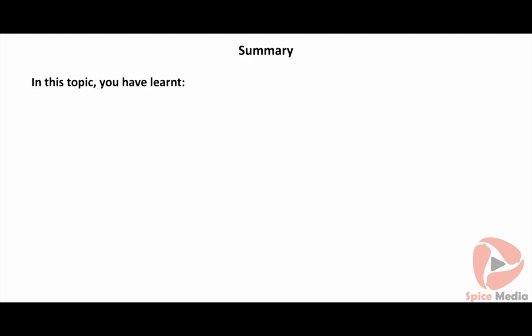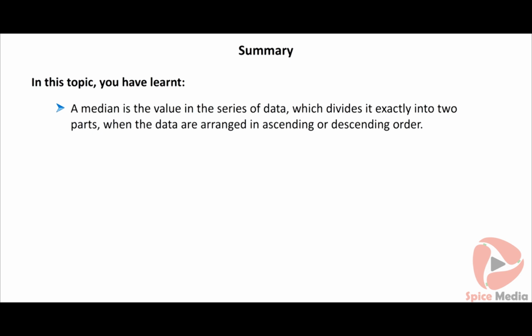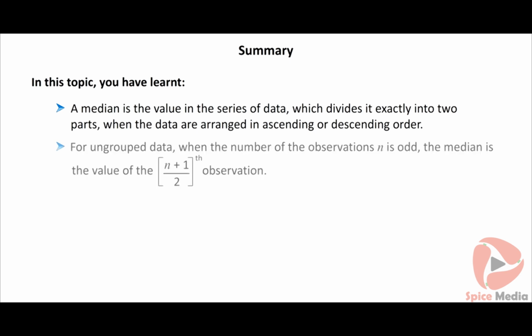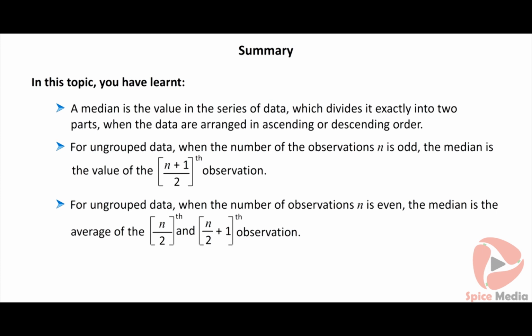In this topic you have learnt a median is the value in the series of data which divides it exactly into two parts when the data are arranged in ascending or descending order. For ungrouped data, when the number of observations n is odd, the median is the value of the (n plus 1) by 2th observation. For ungrouped data, when the number of observations n is even, the median is the average of the n by 2th and (n by 2 plus 1)th observation.